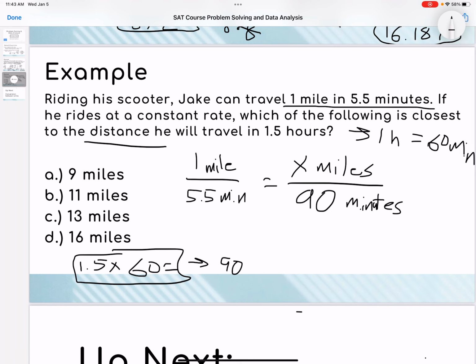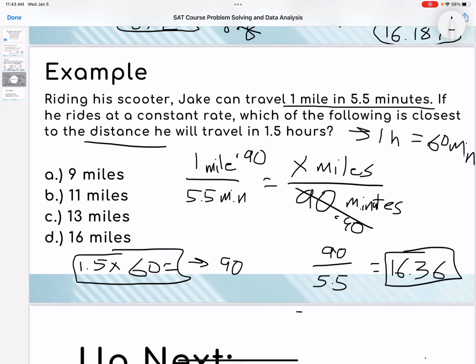So now we have a very similar problem to last time. We need to isolate X. We'll do so by multiplying both sides by 90 because it's currently being divided, right, within that ratio. And now we've got 90 times 1, or 90 over 5.5. So 90 divided by 5.5 is 16.36. So this one actually happens to come out to 16 as well, so about 16 miles.